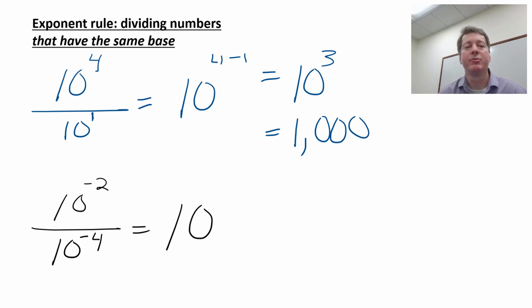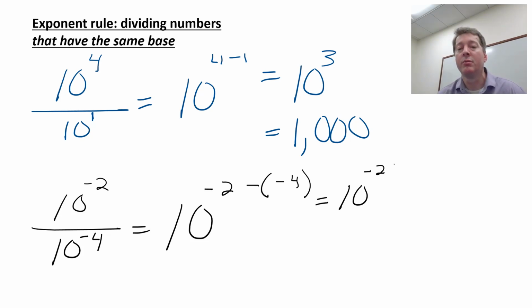Suppose I had 10 to the negative 2 divided by 10 to the negative 4. Well, we're going to subtract exponents, so that is 10 to the negative 2 minus a negative 4. Well, you may recall minus a minus is plus. So that's the same thing as 10 to the negative 2 plus 4. That's the same thing as 10 squared, 10 raised to the power of 2.